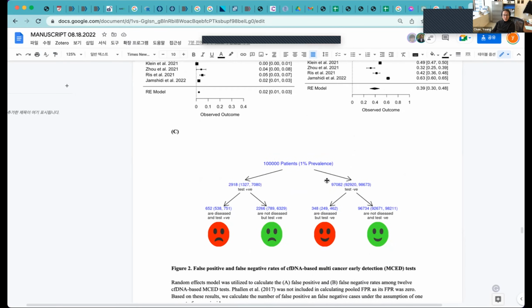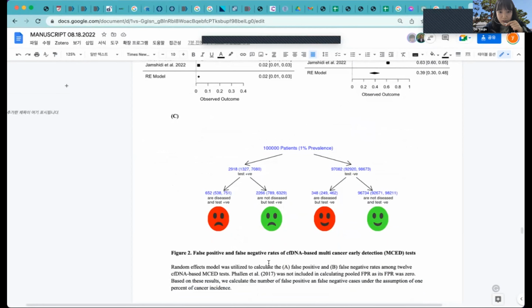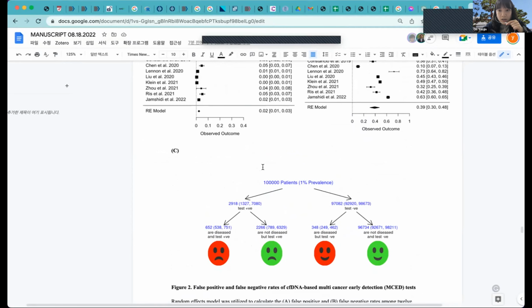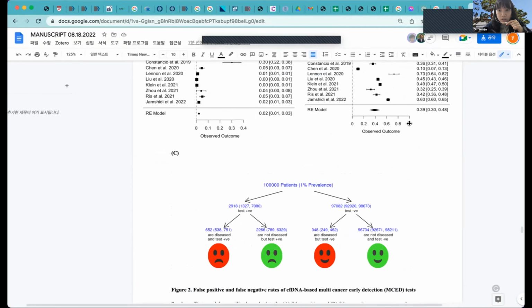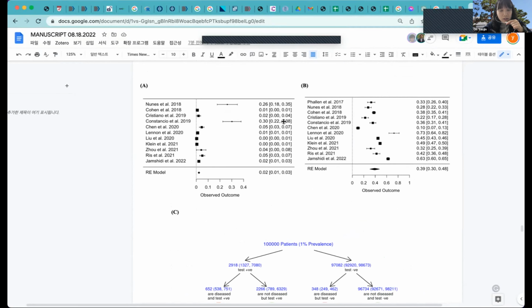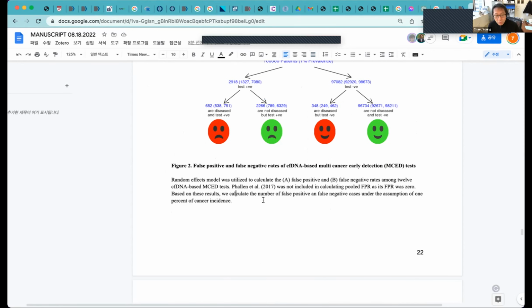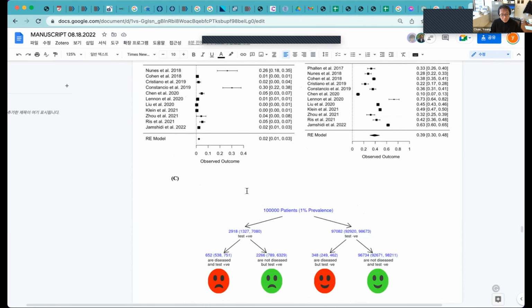So right now, A and B are here. The random effects model for A is false positive, showing about 2%, and B is false negative, showing about 40% across the studies that are included in the meta-analysis. And because for this paper the false positive rate is 0, it cannot be included in the calculation. So I deleted that, and I explained that here. Oh, okay. That's okay.